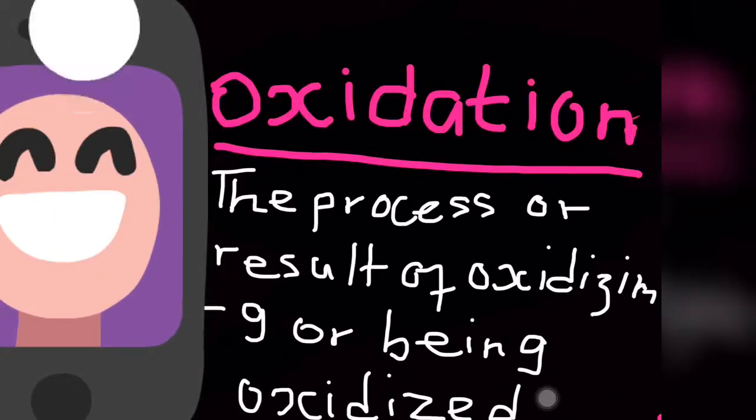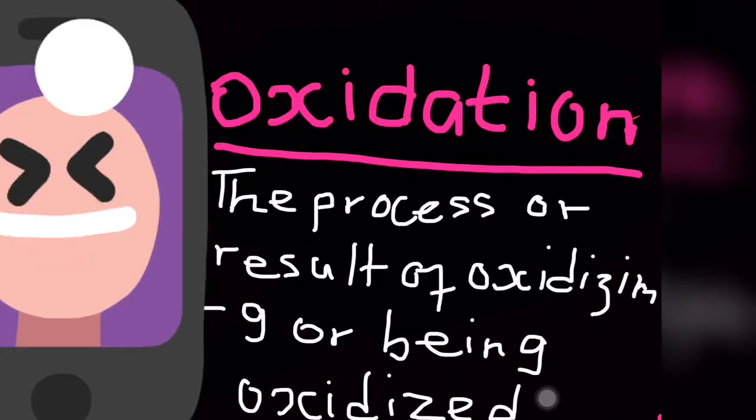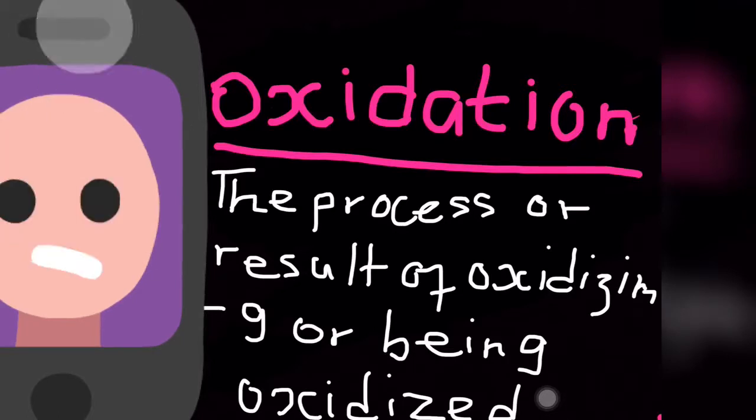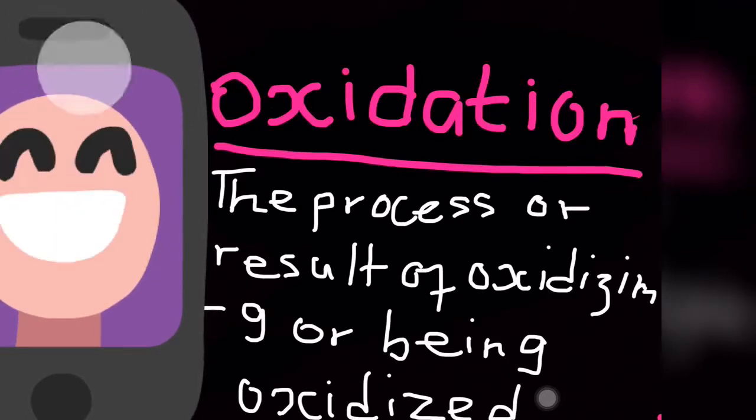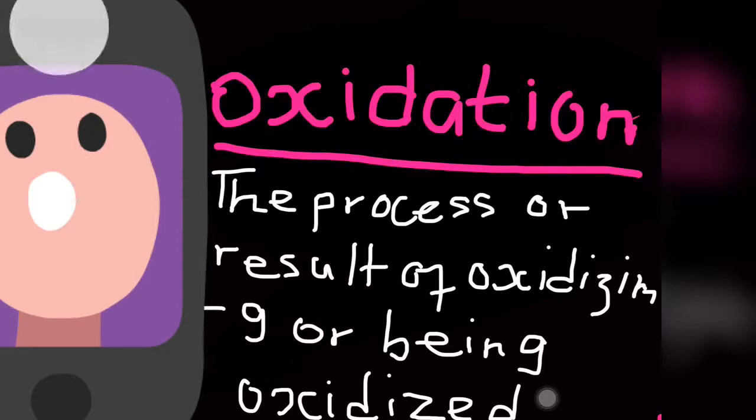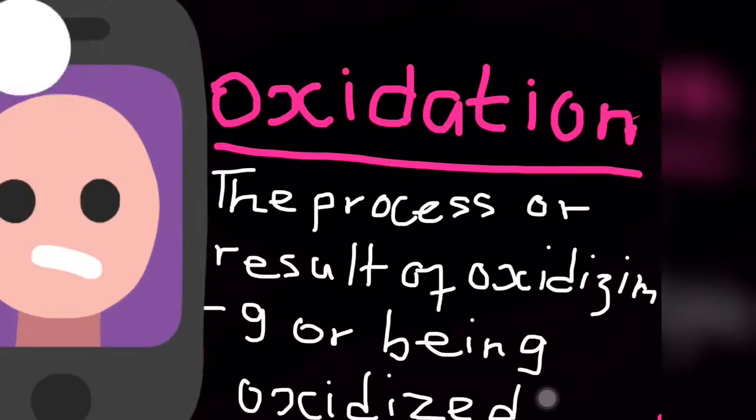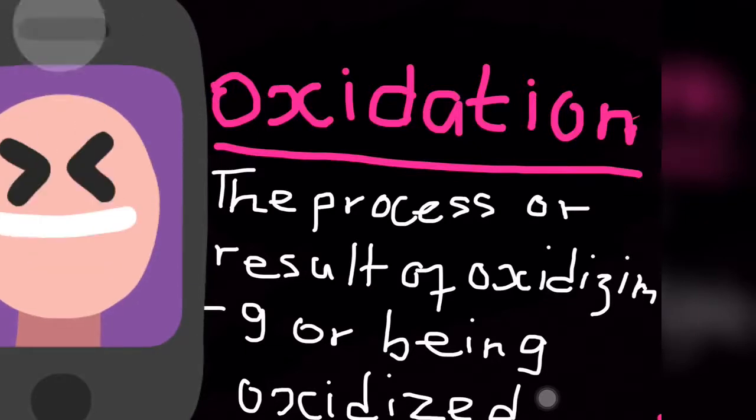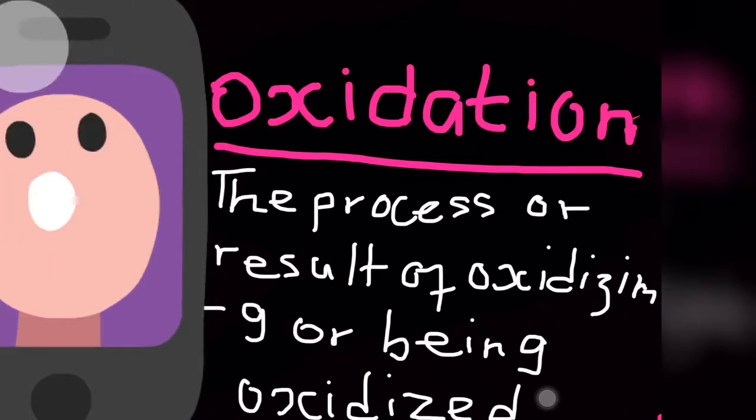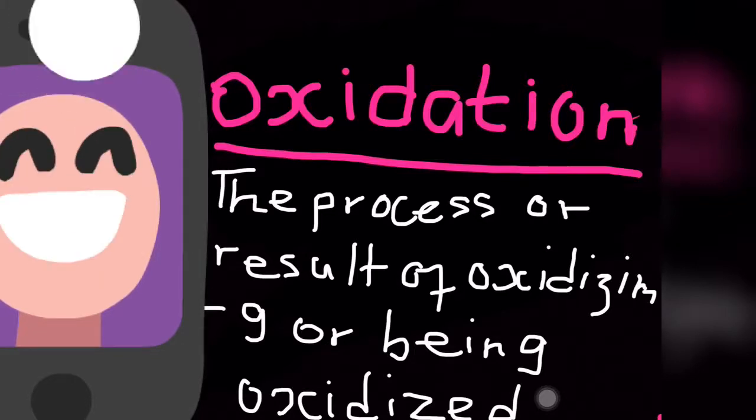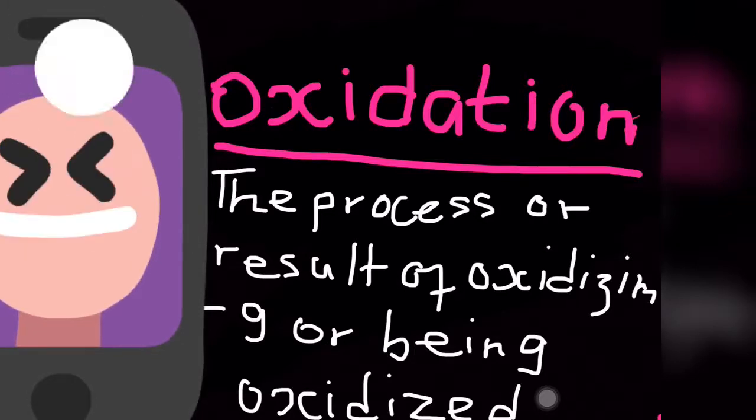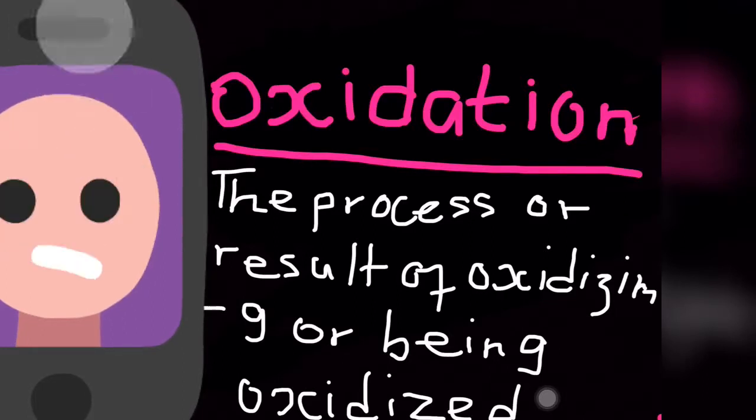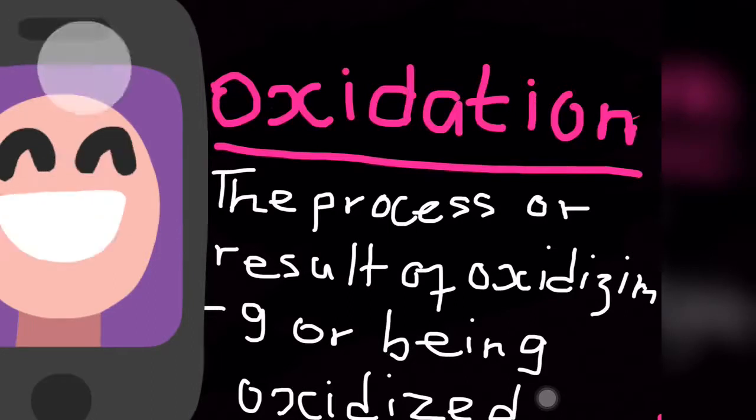Oxidation is the process or result of oxidizing or being oxidized. When we say oxidize, we mean combine chemically with oxygen. So what is an oxidizing agent? An oxidizing agent is a substance that has the ability to oxidize other substances, right? Good. So when something is oxidized, it is combined chemically with oxygen.